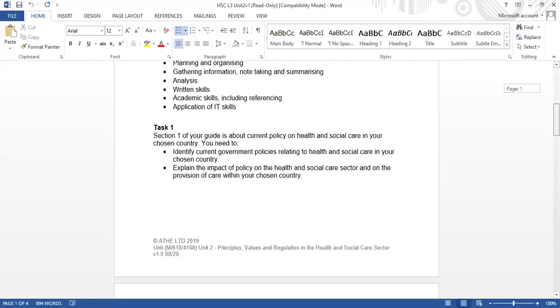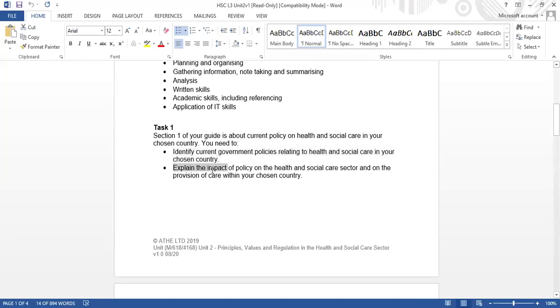Okay. So the first task is in section 1 of your guide. That guide is there on Moodle. It's about the current policies on health and social care in your chosen country. So you need to identify first the current government policies relating to health and social care in your chosen country. You're identifying the government policies that are relating to health and social care. You're not talking about traffic, you're not talking about any other sector, you're talking about health and social care.